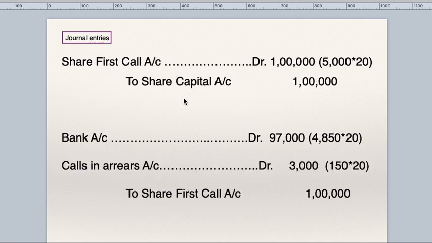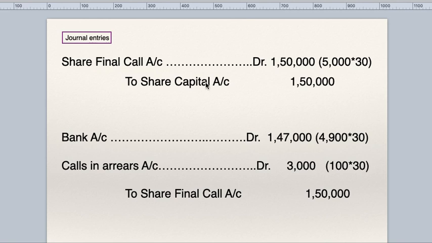Next entry is first call money due. Share first call to share capital, 5,000 into 20, 1 lakh. But there is default on 150 shares. They have received on 4,850 shares. So bank account debit 97,000. Calls in arrears account debit 3,000 to share first call 1 lakh. 4,850 into 20 they have received, 150 into 20 they have not received, which gets transferred to calls in arrears account.